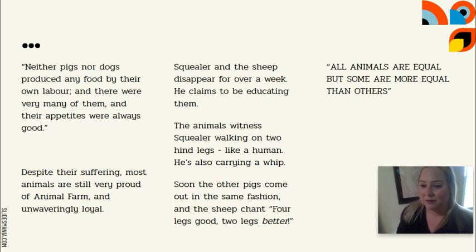And one day, while they're all out in the yard, they see something that is just wild. And it's Squealer, and he is walking on his back 2 hind legs, just like a human would. And he is also carrying a whip in his trotter. And if you recall, whips are tools of oppression, they're symbols of oppression. And now it is a symbol of privilege and elevation and othering.